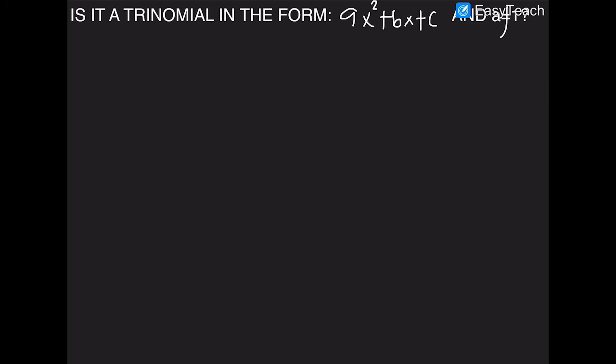And that is this next step, 4. Is it a trinomial in the form ax squared plus bx plus c, but a is not equal to 1? The equal sign with a slash is not equal to. So if this criteria is met, then you can use the decomposition method.